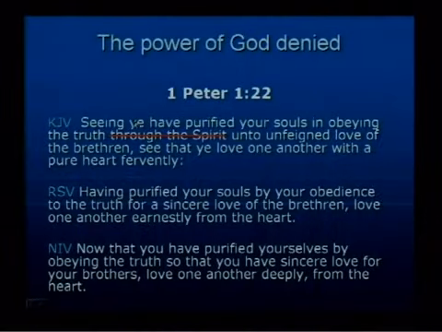1 Peter 1:22. Seeing ye have purified your souls in obeying the truth through the Spirit unto unfeigned love of the brethren. See that you love one another with a pure heart fervently. The RSV says, having purified your souls by your obedience to the truth for a sincere love of the brethren, for one another, and so on. NIV: now that you have purified yourselves by obeying the truth so that you have sincere love for your brothers, love one another deeply from the heart.